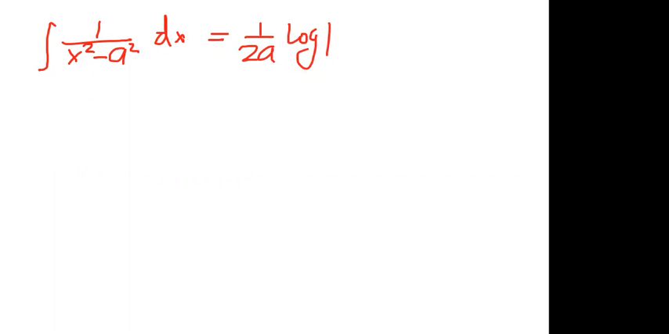1 upon x square minus a square dx is equal to 1 upon 2a log mod (x minus a) upon (x plus a) plus c. This is the integral of 1 upon x square minus a square. We are going to prove them also.